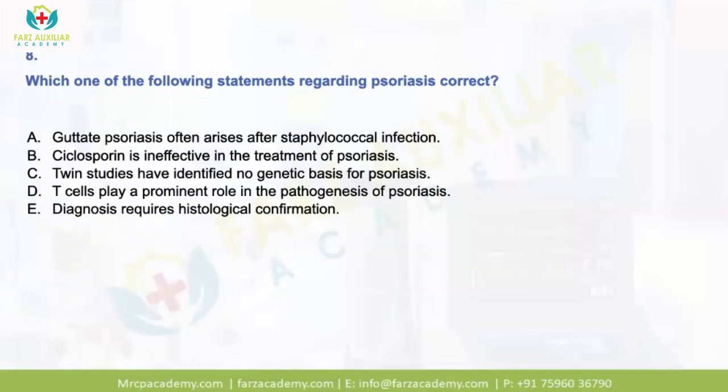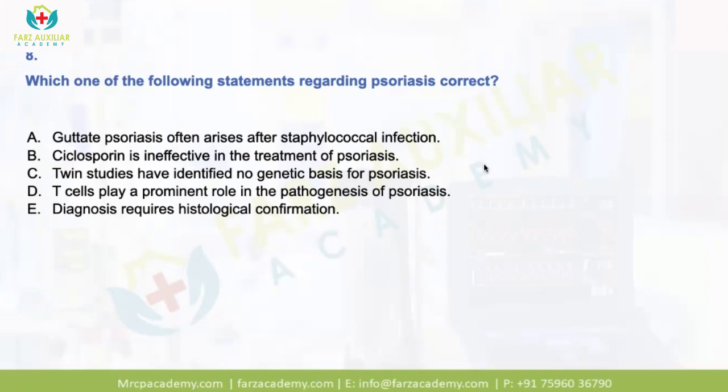Now, the next question: which one of the following statements regarding psoriasis is correct? Guttate psoriasis often arises after staphylococcal infection. Cyclosporin is ineffective for treatment of psoriasis. Twin studies have identified no genetic basis of psoriasis. T cells play a prominent role in pathogenesis of psoriasis. Diagnosis requires histological confirmation. So which one is correct?